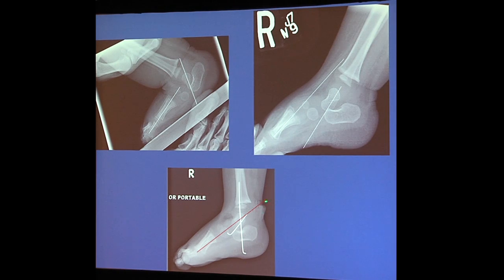And then we open the whole foot up. You can kind of see the air in the soft tissues. We line everything back up and pin it together. So it's a surgical problem.